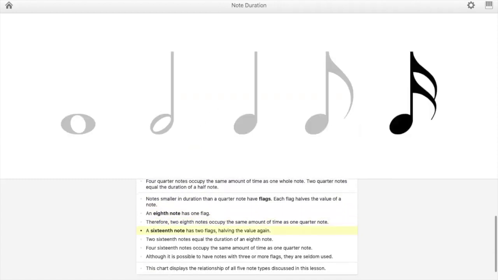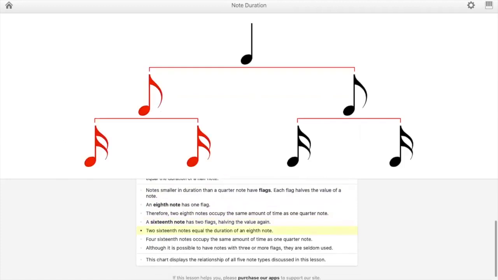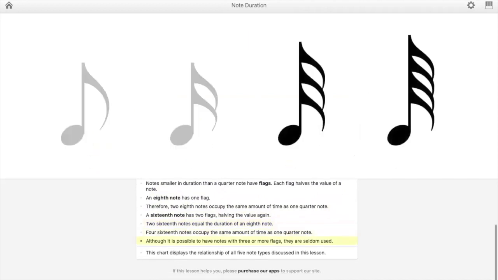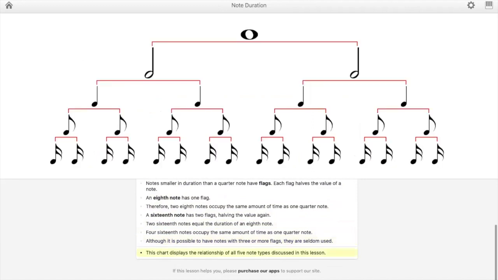The next one is the 16th note. There are 2 16th notes in an eighth note, 4 16th notes in a quarter note. And we can also continue that pattern. After a 16th note would be a 32nd note. We just double that bottom number. Then a 64th note, and so on and so forth. We don't see those very often. 16th notes are good. 32nd notes, 64th notes, we don't see as often.